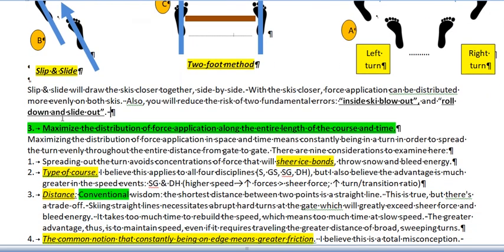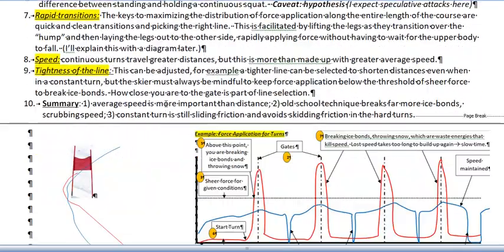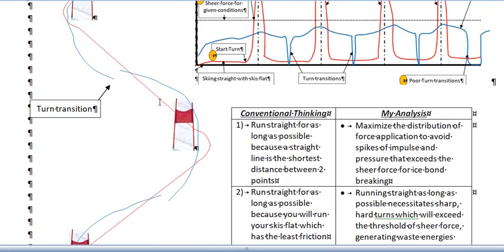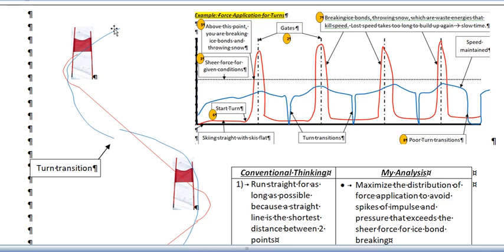All right. So now the next method of maximizing the distribution of force application is to distribute it evenly along the entire length of the course. I'll just show you a picture here. So this is a course, or part of a course, with some gates, right? You want to evenly apply pressure all throughout this course.